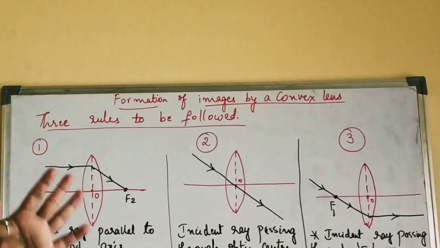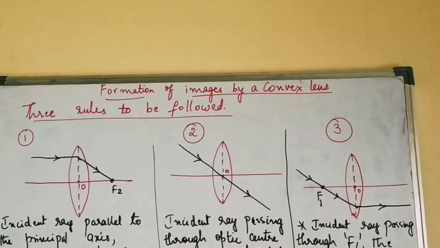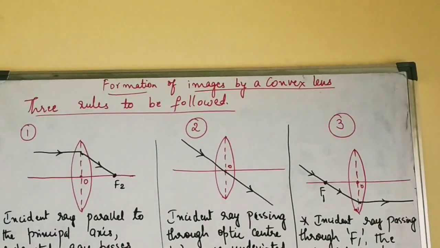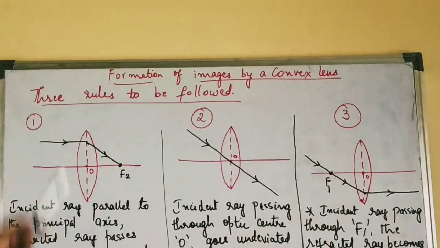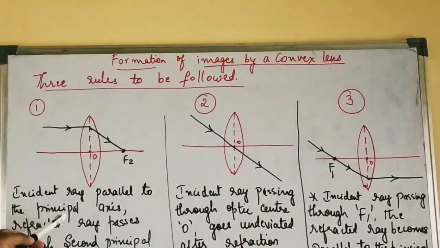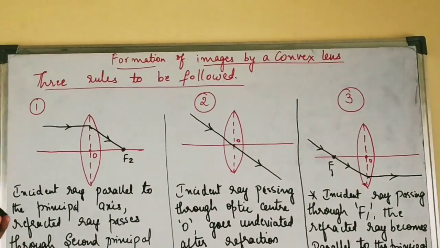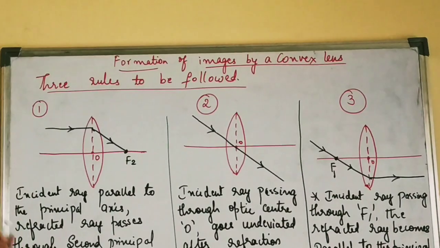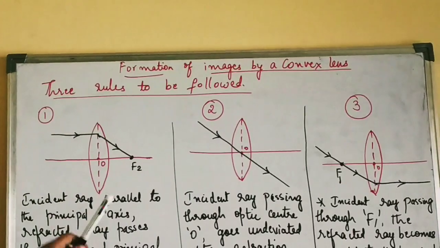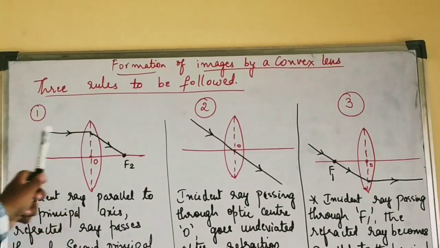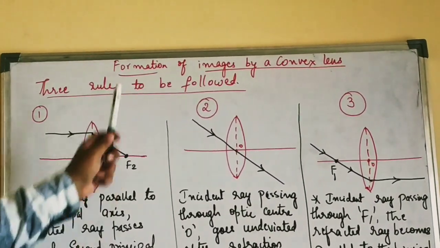There were four rules. Now, here in order to trace the ray diagrams for the different positions of images in a convex lens, we need to follow three rules. What are those three rules to be followed? You can see here, this is a convex lens. As you know, the convex lens has two spherical surfaces, due to which you have two principal focus, two focal lengths, on both the left and right side. Towards the left side you have F1, 2F1. Towards the right side F2, 2F2 and so on.